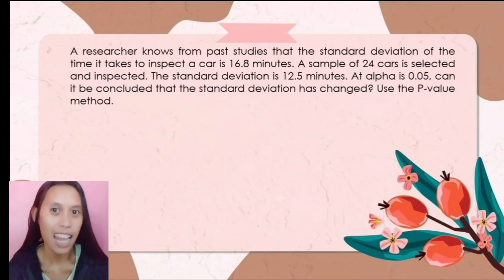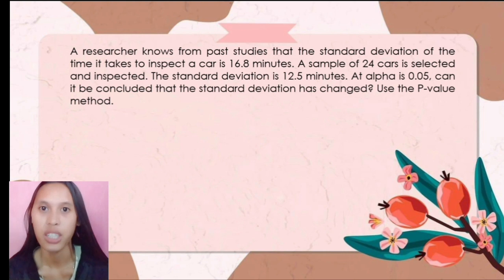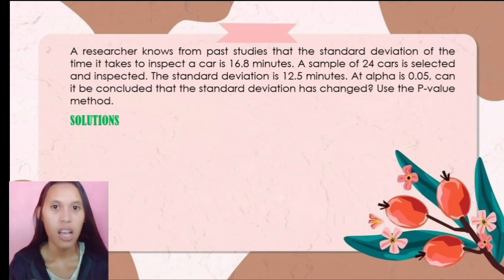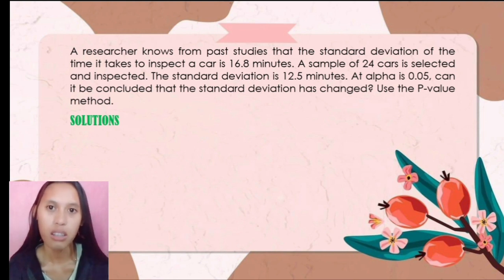And for the last example, a researcher knows from past studies that the standard deviation of the time it takes to inspect a car is 16.8 minutes. A sample of 24 cars is selected and inspected. The standard deviation is 12.5 minutes at alpha equal to 0.05.